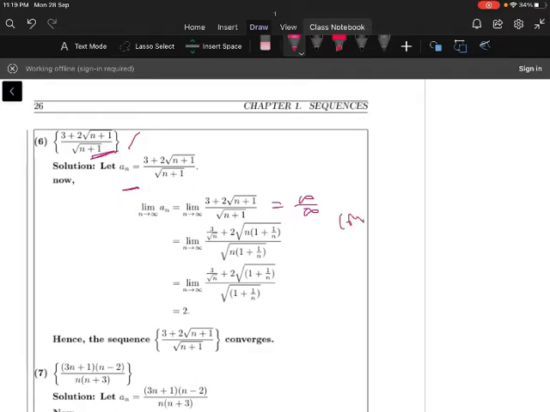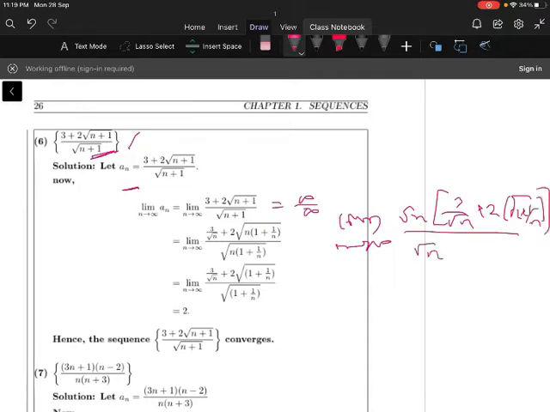Now we take √n outside. This means limit as n tends to infinity. If you take √n outside in the numerator, that is 3/√n + 2, divided by, in the denominator also take √n outside, √(1 + 1/n). √n gets cancelled.